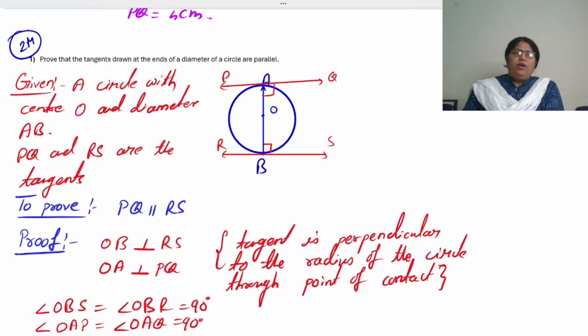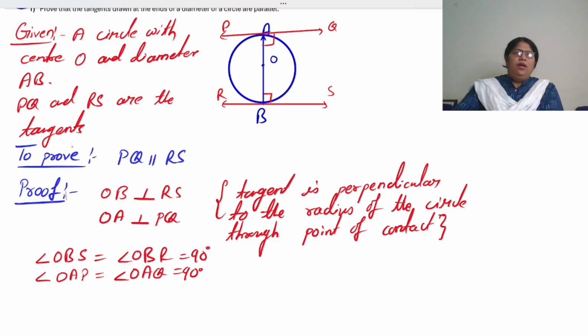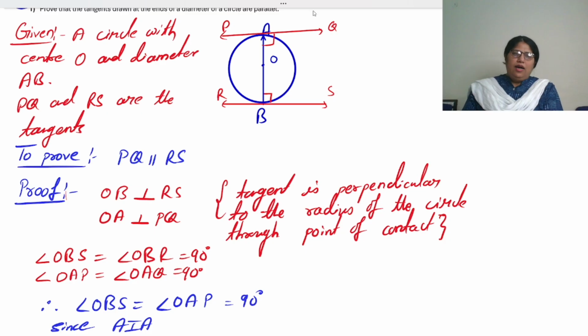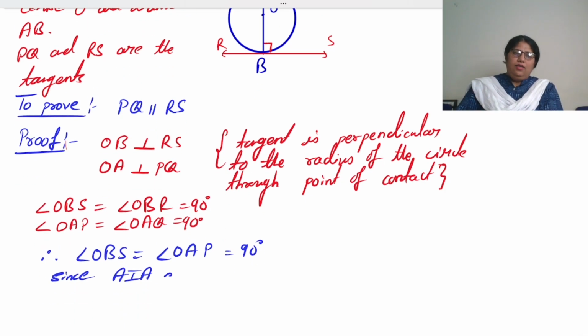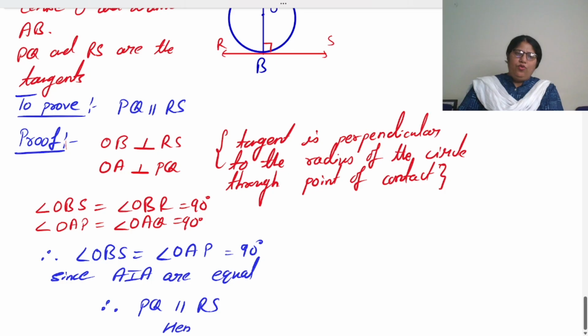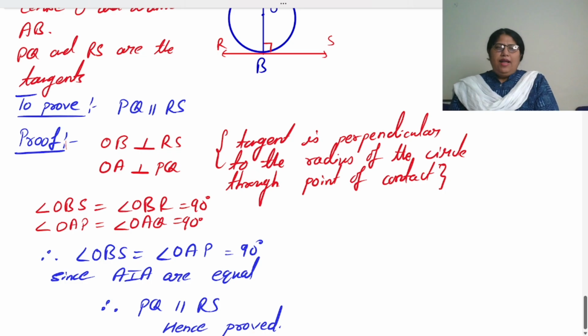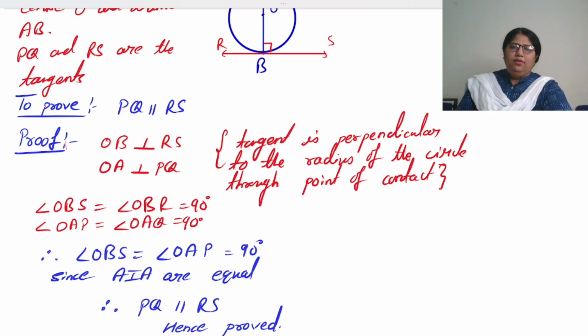Now either you take alternate interior angles are equal or co-interior angles are supplementary. So you need to mention that angle OBS equals angle OAP, as they both are 90 degree. Since alternate interior angles are equal, therefore PQ is parallel to RS, hence proved. You have proved that the tangents drawn at the end of the diameter are always parallel.